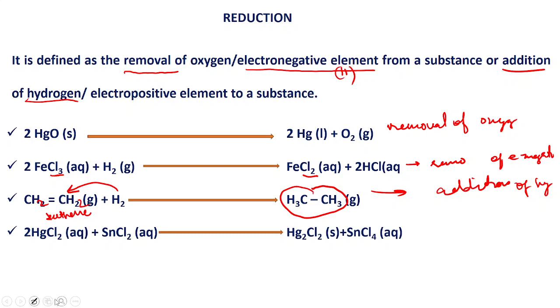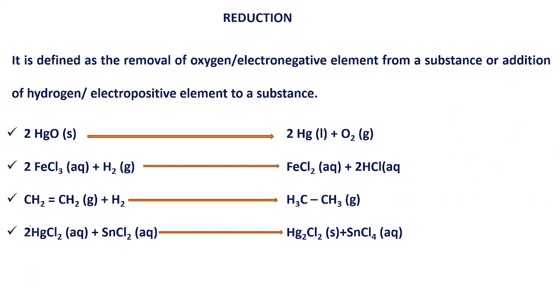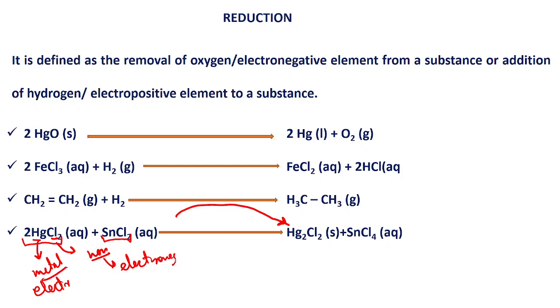In the last reaction, in your product phase, you have HgCl2 plus SnCl2. In the product phase, between mercury and chlorine, mercury is a metal and chlorine is a non-metal. Between metal and non-metal, metal is electropositive and non-metals are always electronegative.